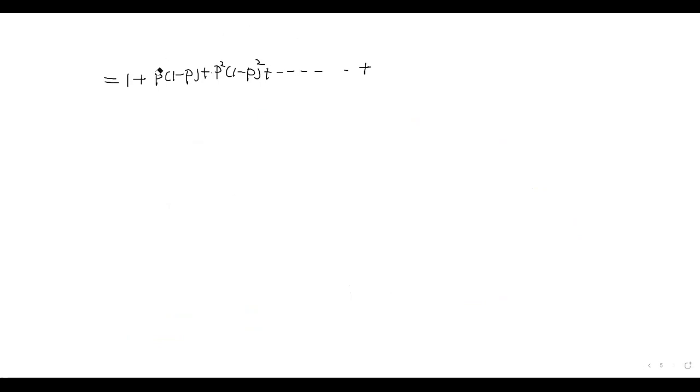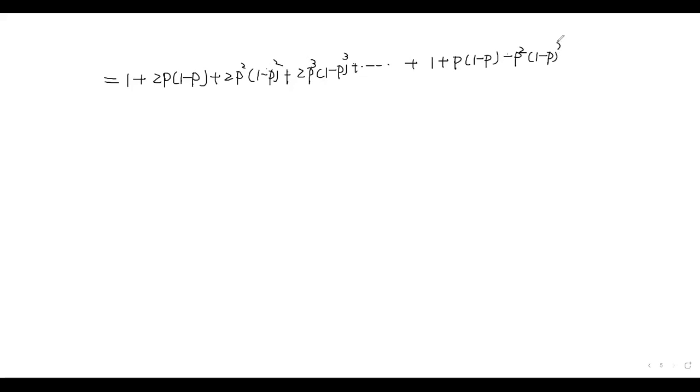Let me not confuse. So here is the odd part, right? It's 1 times 2p(1 minus p) plus 2p squared times (1 minus p) squared plus 2p cubed times (1 minus p) cubed, and so on. This is my odd. Then my even will be 1 plus p(1 minus p) plus p squared times (1 minus p) squared.